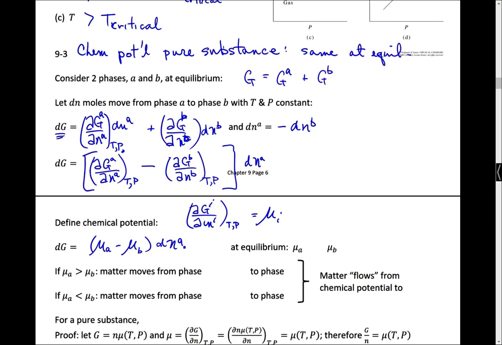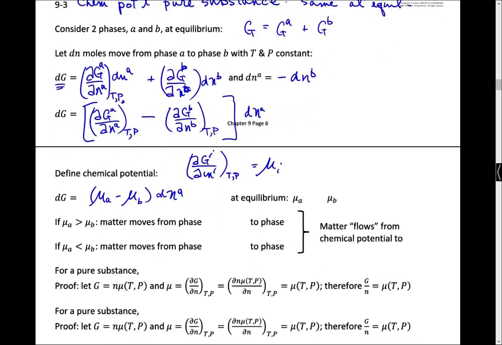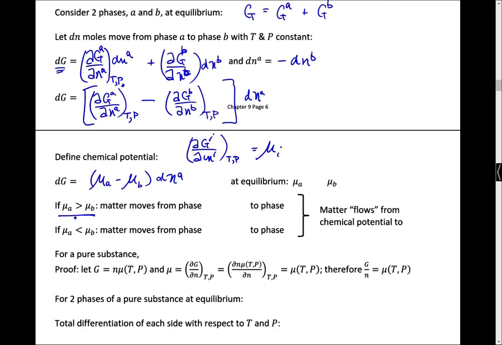Okay, so let's talk a little bit about this. If I want a spontaneous process to be occurring, what does dG have to be? It has to be less than 0. It has to be negative. So let's look at some possibilities. If our chemical potential is greater for phase A than for phase B, this difference is going to be a positive number. So that becomes positive, and for it to be spontaneous, this has to be negative.